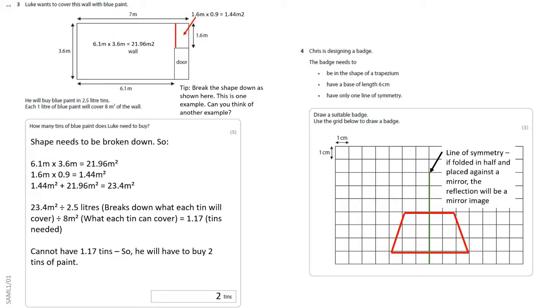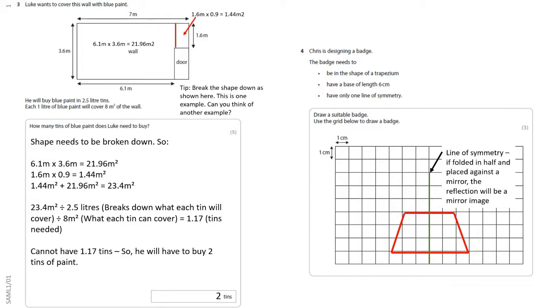Right, what we see here is now doing some area. I'll let you read the question. I'll talk quickly over it. Luke wants to cover his wall with blue paint. He will buy blue paint in 2.5 litre tins. Each 1 litre of blue paint will cover 8 square metres of the wall. Favourite type of functional skills question, get you to think like this.